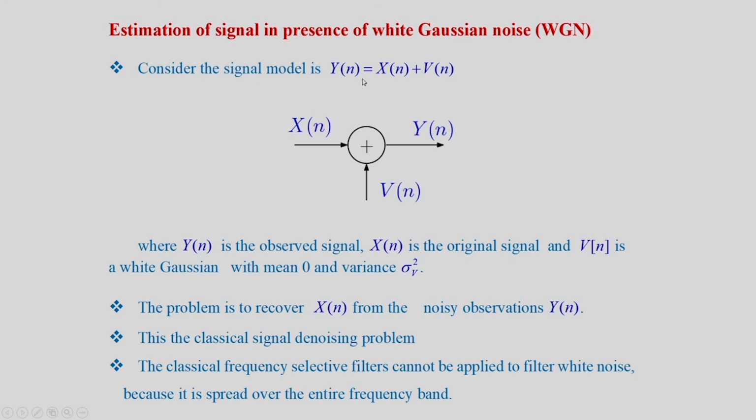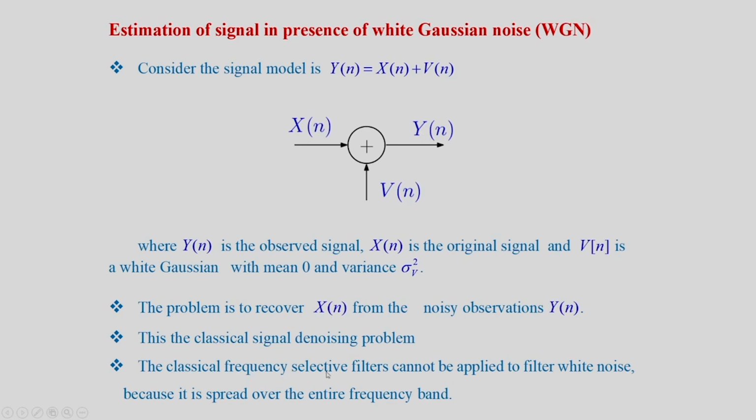Consider the signal model y[n] = x[n] + v[n]. This is the addition x[n] plus v[n], giving y[n], where y[n] is the observed signal, x[n] is the original signal and v[n] is white Gaussian noise with mean 0 and variance sigma v square. Now, our problem is to recover x[n] from the noisy observation y[n]. So, this is the classical signal denoising problem. Because this signal is noisy, we want to remove the noise.